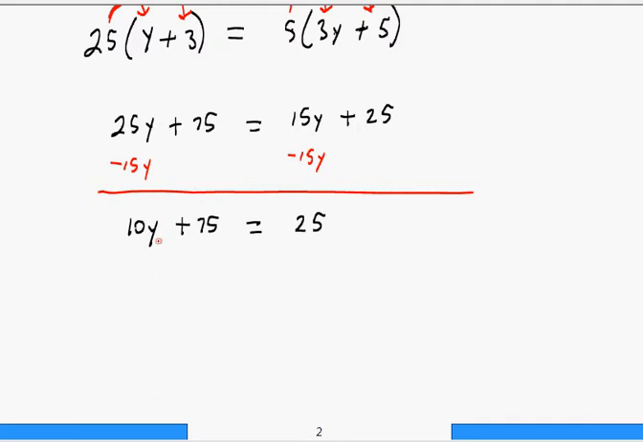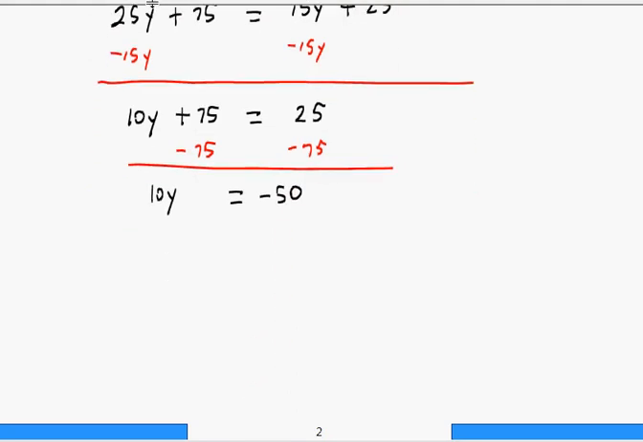All right, I got all the y's on the left, but I want to get the y term by itself, so I've got to get rid of this 75. I'm going to move it to the other side by subtracting 75 from both sides. We do that, we get just 10y here. 75's cancel. And we got 25 minus 75, which is a negative 50.